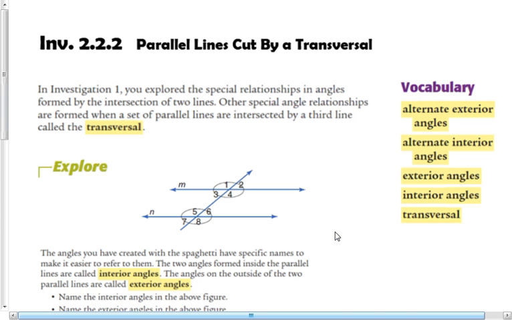In this lesson, we're going to learn how to use angle relationships for parallel lines cut by a transversal. There's a new word for you, so pay attention for that, to find angle measures.